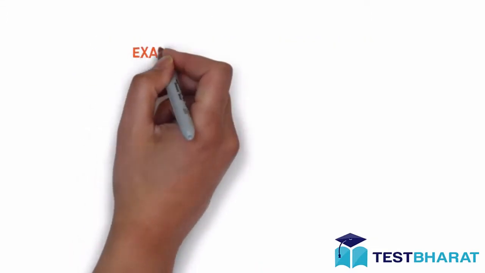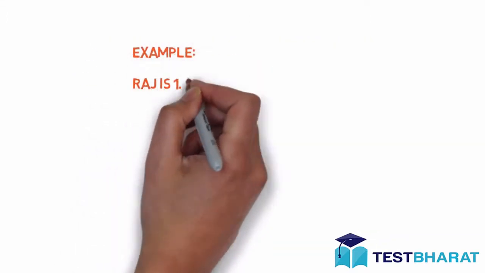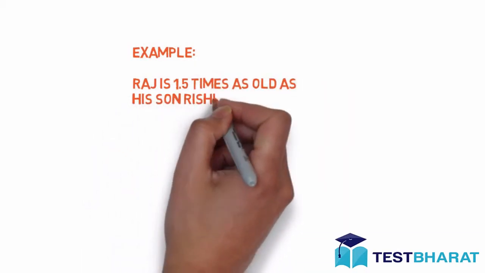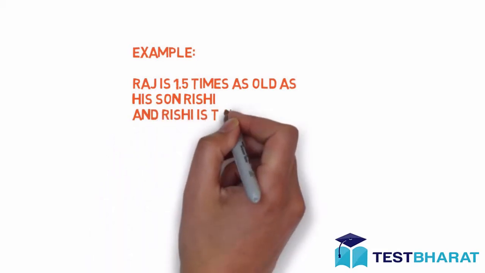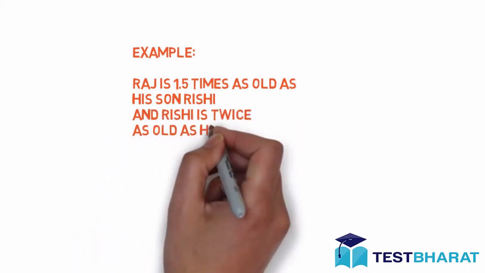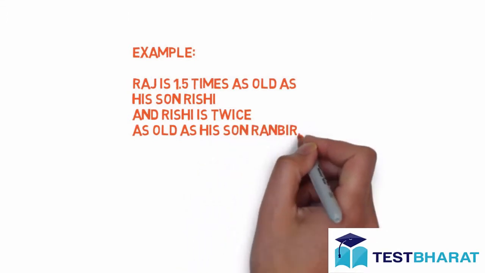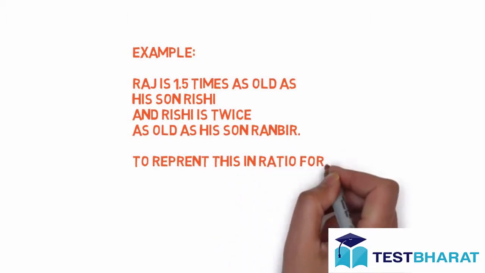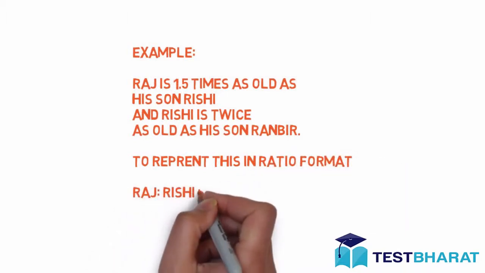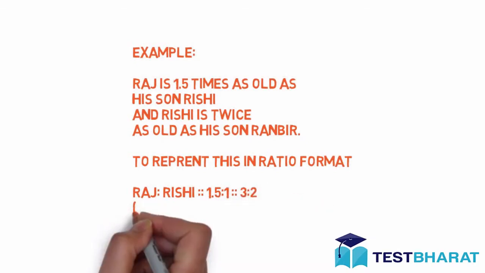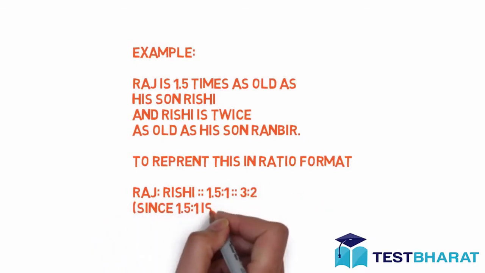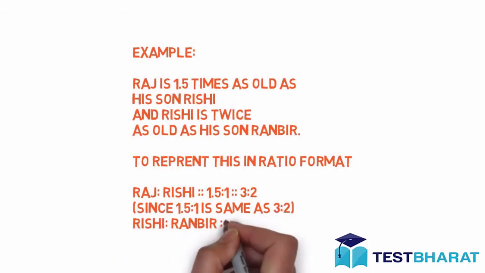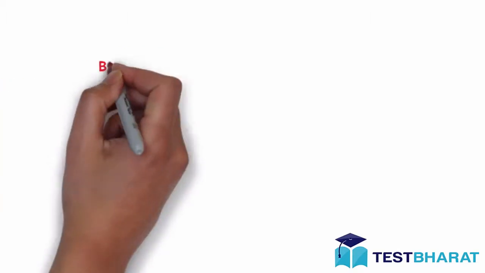Now let us look at an example. Raj's age is 1.5 times Rishi's, and Rishi's age is twice Ranbir's. So how can we write it in ratio format? We will write it as Raj is to Rishi in the proportion of 1.5:1, and 1.5 is nothing but 3/2. So 1.5:1 is the same as 3:2. Similarly with Rishi and Ranbir.